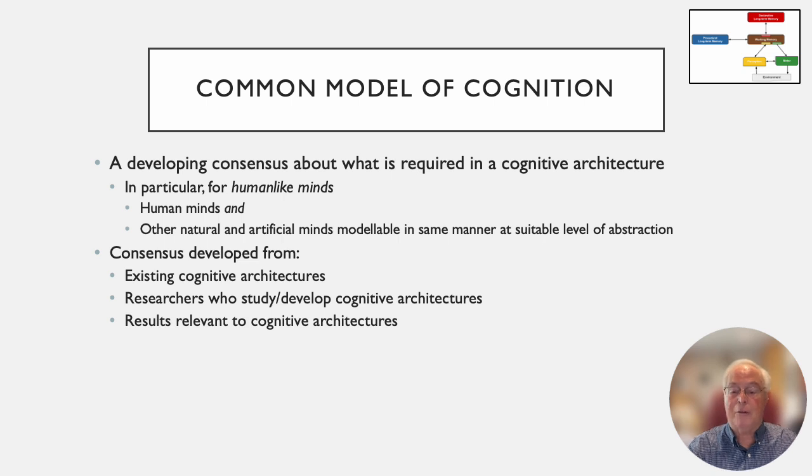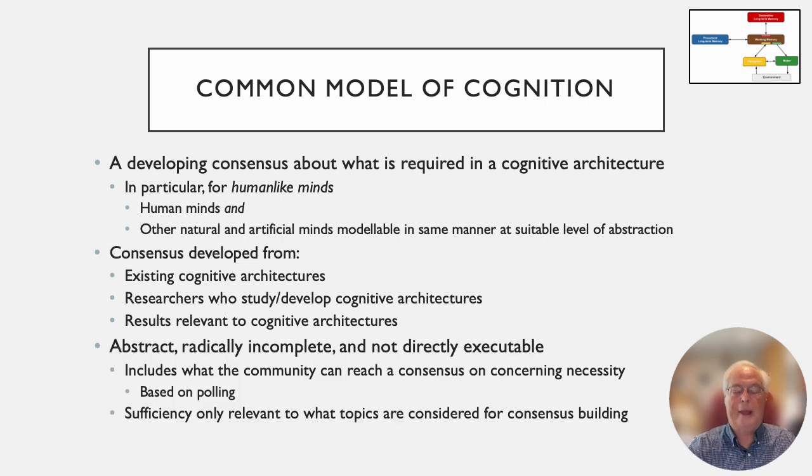This consensus developed from analyzing existing cognitive architectures, from consulting with researchers who study and develop cognitive architectures, and from research results relevant to cognitive architectures. The common model is abstract, radically incomplete, and not directly executable. As such, it isn't a cognitive architecture in a traditional sense. Instead, it's an on-paper design that is intended to capture this consensus. It includes what the community can reach a consensus on concerning necessity, based essentially on polling of the community. Sufficiency here is only relevant to what topics are considered for consensus building.